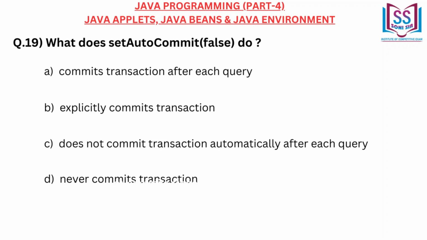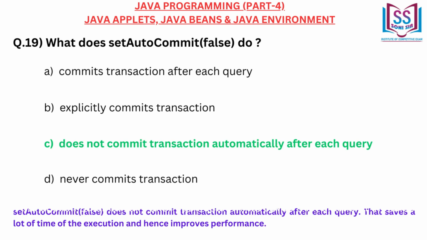What does set auto commit false do? A. Commits transaction after each query. B. Explicitly commits transaction. C. Does not commit transaction automatically after each query. D. Never commits transaction. Correct answer C. Set auto commit false does not commit transaction automatically after each query. That saves a lot of time of the execution and hence improves performance.